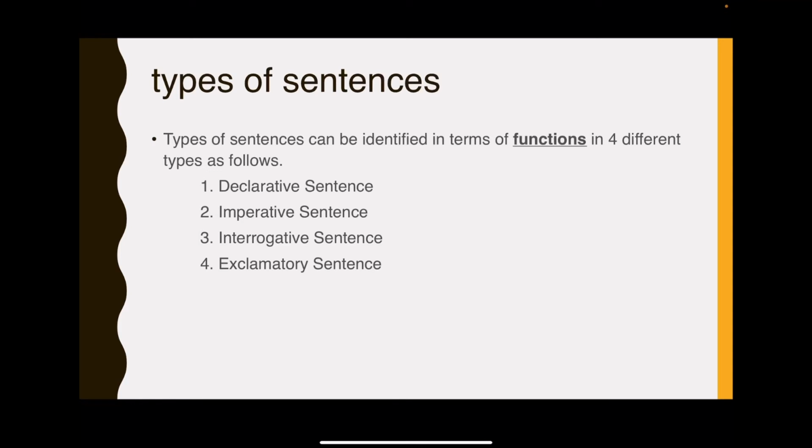You can see that the type of sentence can be identified into 4 different types in terms of their functions. The first one is called declarative sentence, the next one imperative sentence, the third one interrogative sentence, and the last one exclamatory sentence.